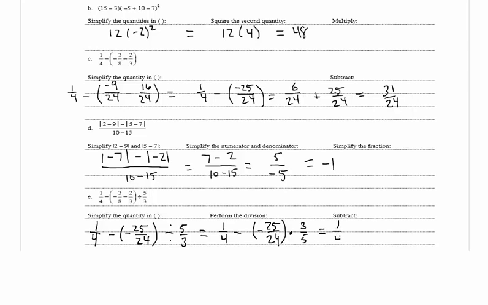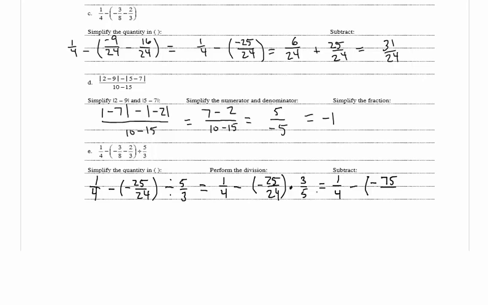So we have 1/4 minus negative, and now we have 25 times 3 is 75 divided by 24 times 5 is 120. And 75 over 120 can be reduced to 5/8, so we have negative 5/8. And now we need a common denominator to do the subtraction, so we can say that this is equal to 2/8, and we have a minus and a minus, so we have plus 5/8. And 2/8 plus 5/8 is equal to 7/8.